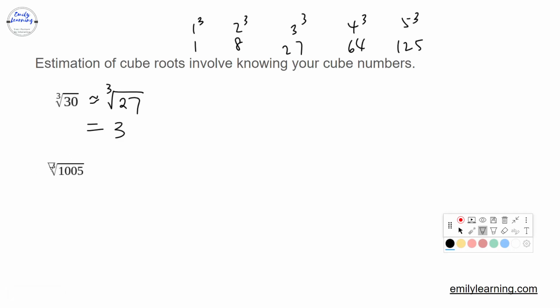Next, let's do a cube root of 1005. If you look at 1005, 10 cube is basically 10 times 10 times 10. So there'll be 3 zeros, so it's 1000. So 1005 is very close to 1000. We'll round it off to 1000 first. When we do a cube root of 1000, it will give us 10. So cube root of 1005 is roughly equal to 10.